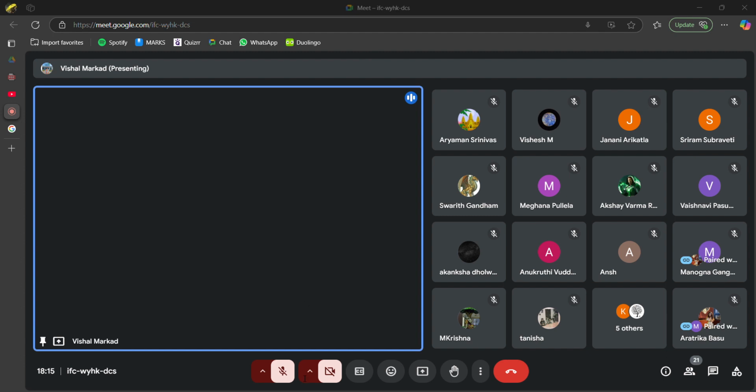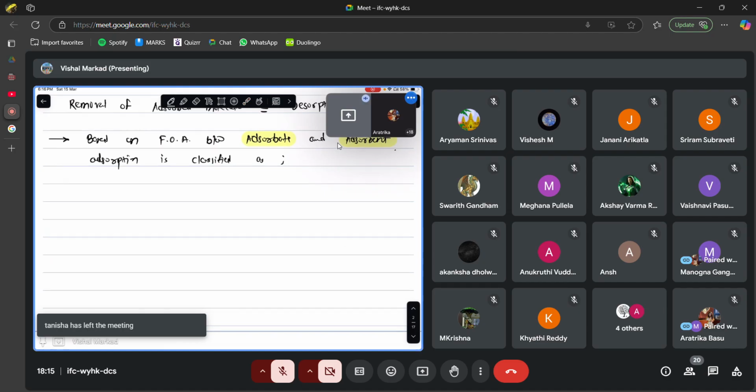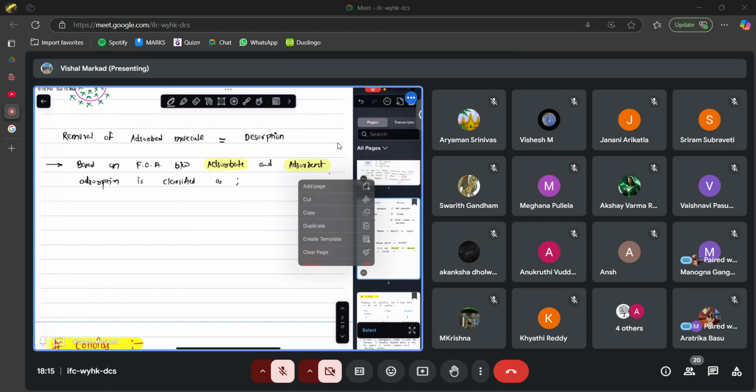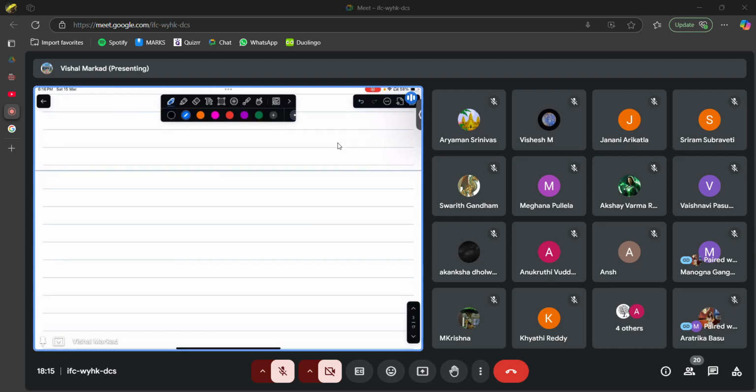Clear? It's like when I write on the board. The board is the adsorbent, while the ink is the adsorbate. Clear? Now here, adsorption is classified into two types. Which two? Physisorption or physical adsorption, and chemisorption, like chemical adsorption and physical adsorption.